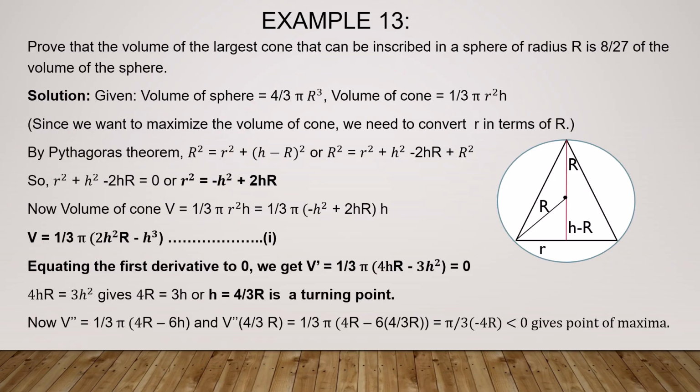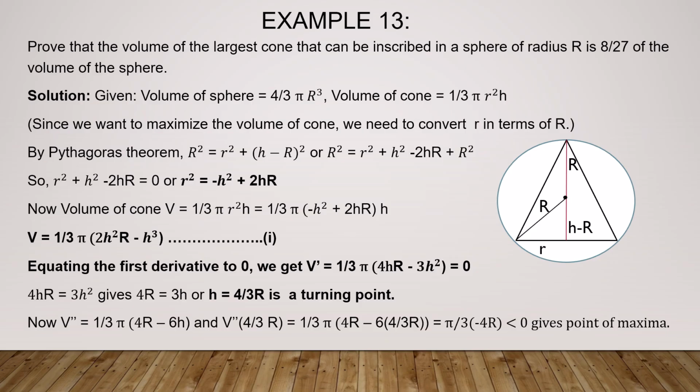See, we are doing different types of examples so that you get a clear idea of this portion, maxima and minima, which is really very important. Prove that the volume of the largest cone that can be inscribed in a sphere of radius r is 8 by 27 of the volume of the sphere. So first of all, what is given? First two things you need to know: the formula for volume of sphere, 4 upon 3 pi r cube, and volume of cone, 1 upon 3 pi r square h.